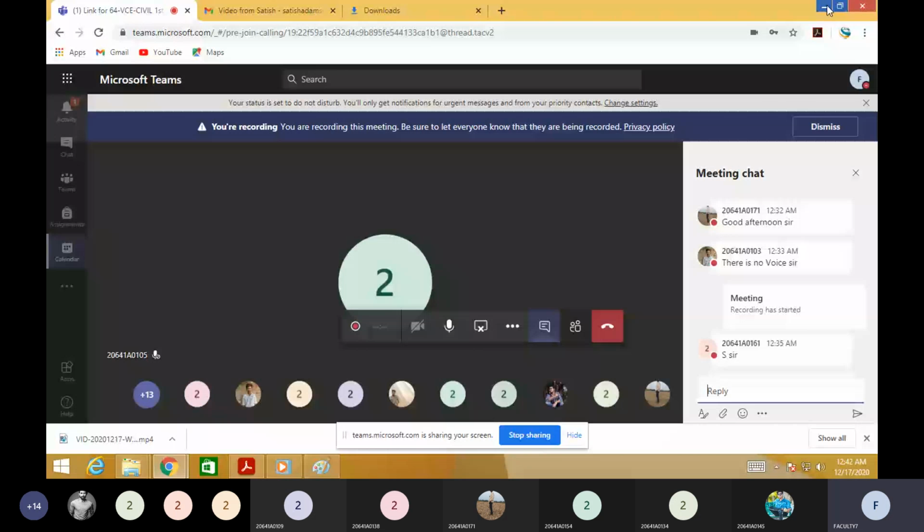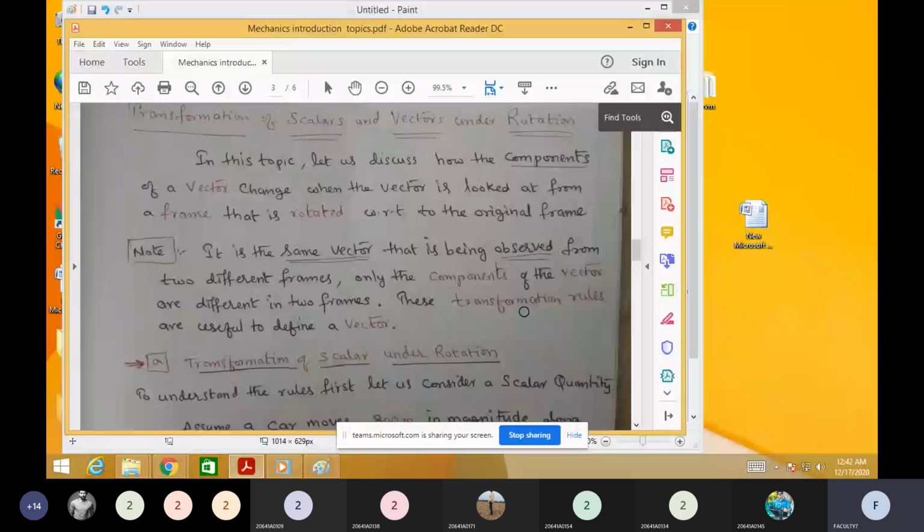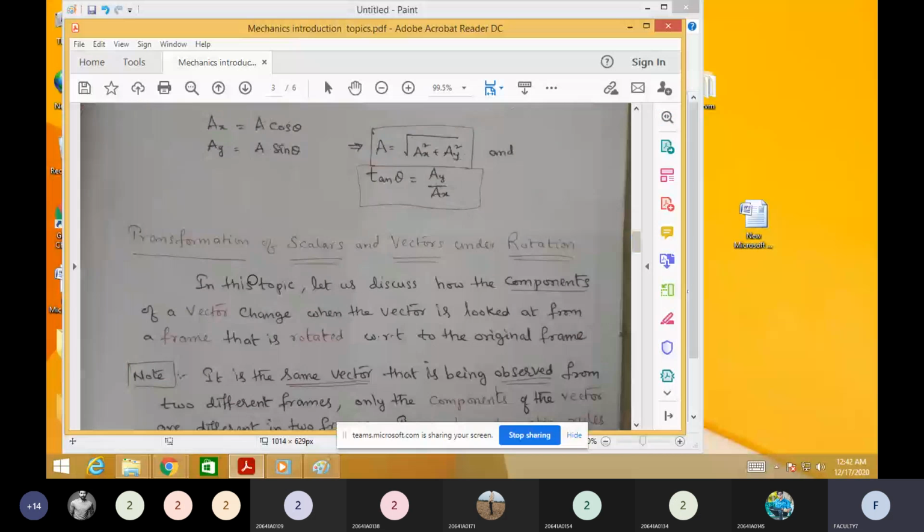Now the next topic we had is the transformation of scalars and vectors under rotation. This topic will have two parts. In the first part, you will explain about the scalars, and the second part will be regarding the vectors. So the concept should be under rotation.